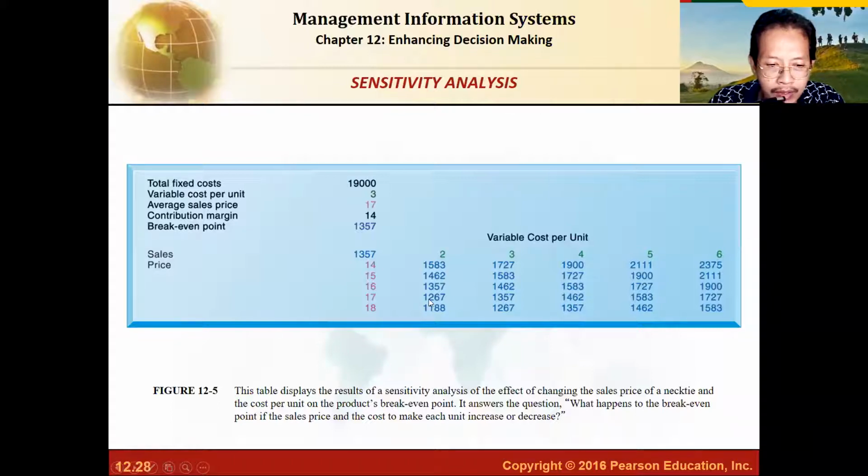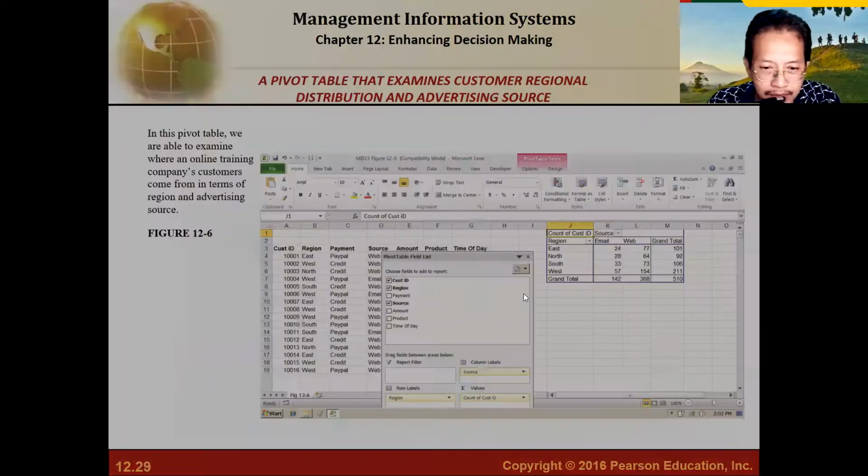What if now you sell it for less, not $17, but $14? You can see that the break-even point would be increasing. You have to sell 1,727 products. Okay, so this is a sensitivity analysis.